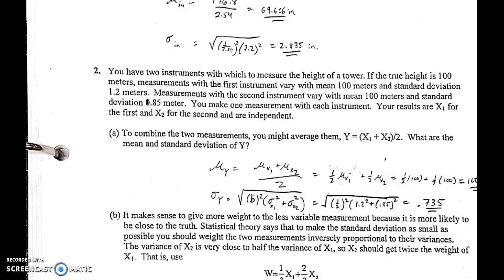Or actually not closer to 1, just closer to 0. Because obviously a standard deviation of 0 would mean that there's no variation at all. So this second one, 0.85 meters, is closer to 0 than the first one. So we're going to give more weight to the 0.85 meters than we are to the 1.2 meters. So we're giving more weight to the second measurement instrument than the first measurement instrument.